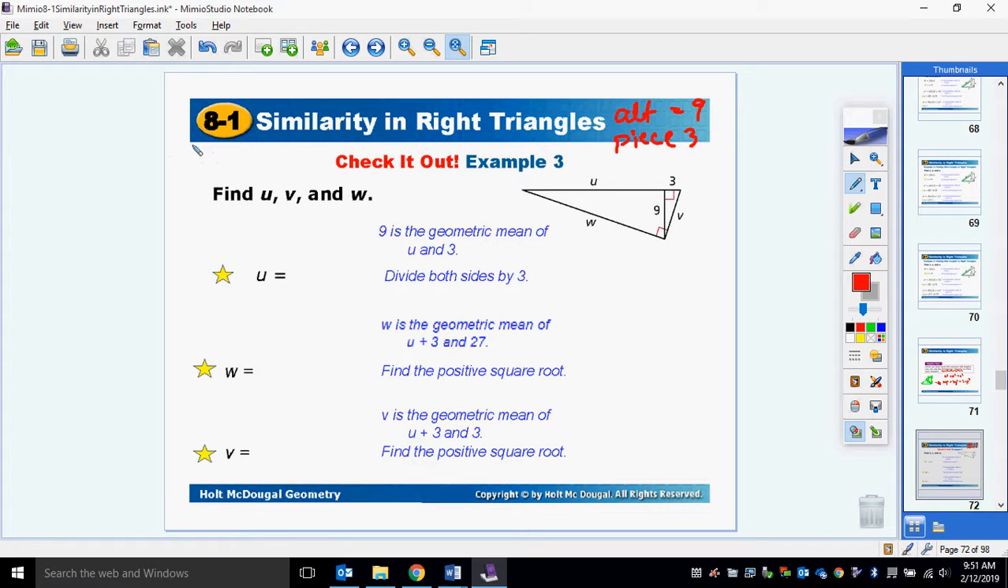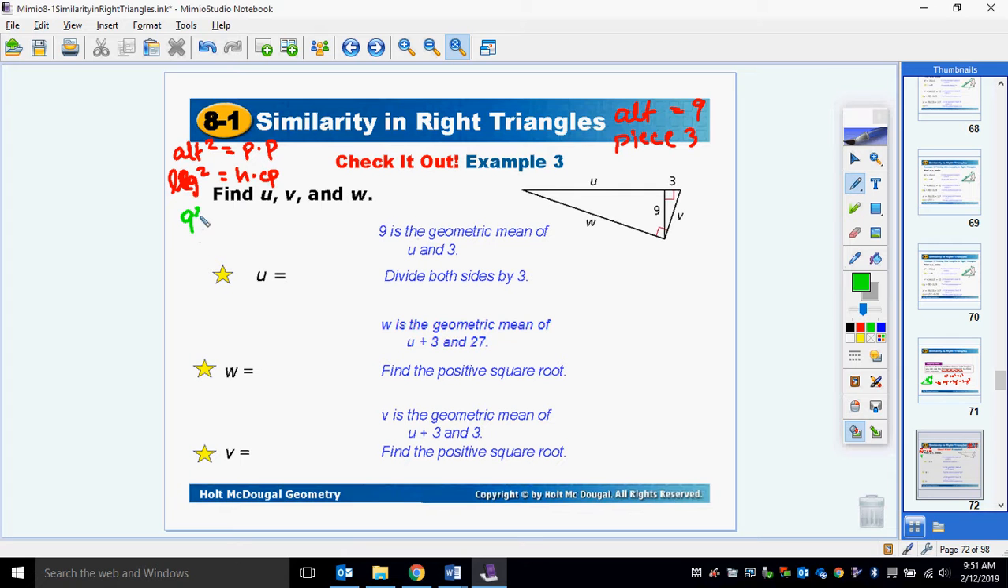Remember, we have two equations. Altitude squared equals piece times piece, and then we have leg squared equals hypotenuse times closest piece. That's supposed to say leg. So if I'm given the altitude, I want to use that altitude equation first. Okay, so altitude squared equals piece times piece.